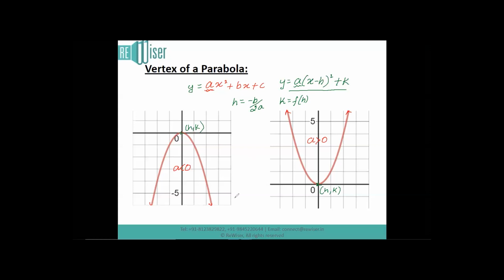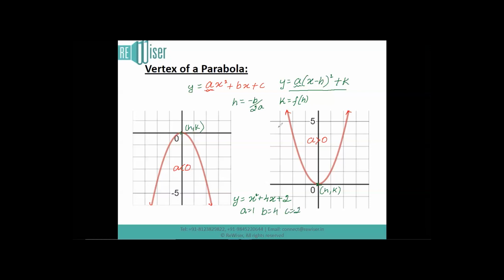So let me take an example. Let's say I have f of x or y equals x square plus 4x plus 2. This is the general form of the equation of a parabola, and I need to find the vertex form of it. Comparing with my general form, a is 1, b is 4, and c is 2.